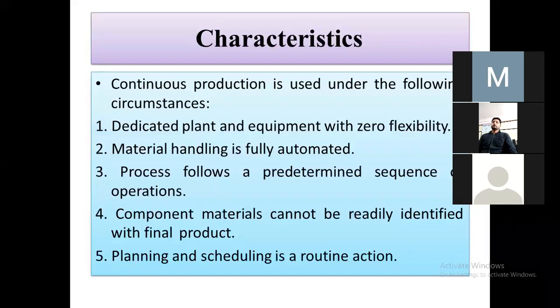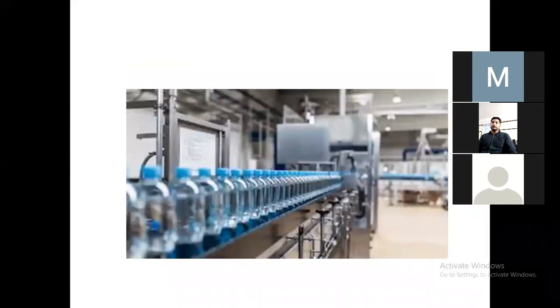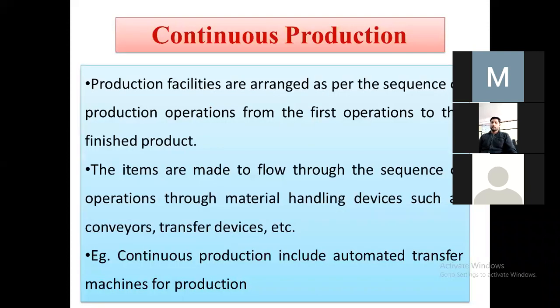Is there any question, any doubt in continuous production? If you have any doubt, you can ask. If not, then you can write down the last point from this chapter on types of production system.